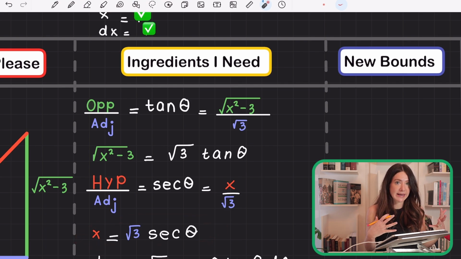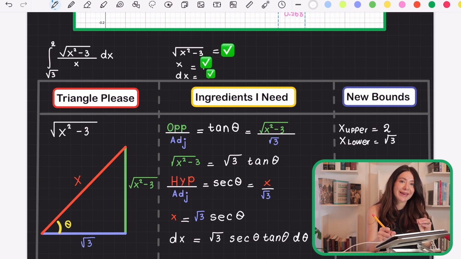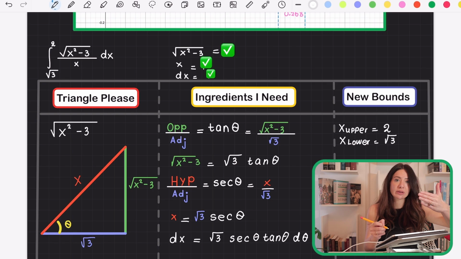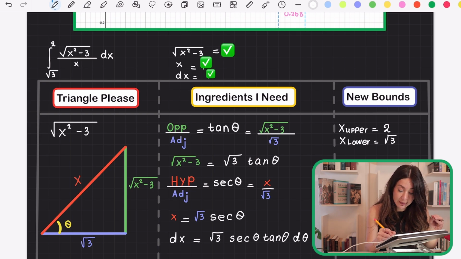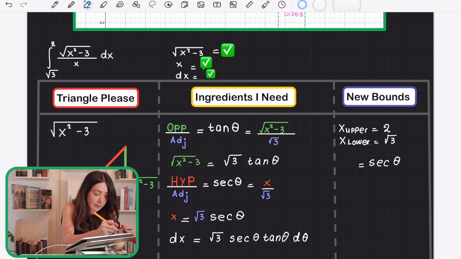The x upper bound is 2. The x lower bound is square root of 3. From my relationship, I can obviously say theta equals arc secant of x over square root of 3, and then put the x upper bound instead of x, and the lower bound instead of x. But if arc secants are confusing, maybe this will be easier. So you say x over square root of 3 equals secant theta.